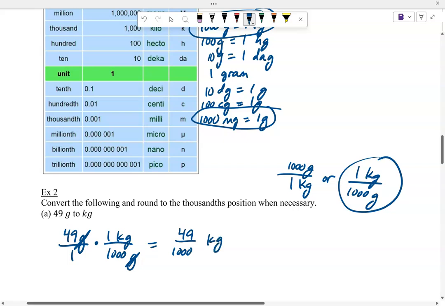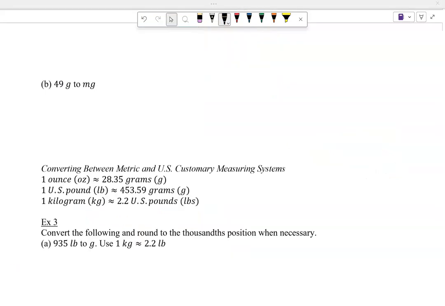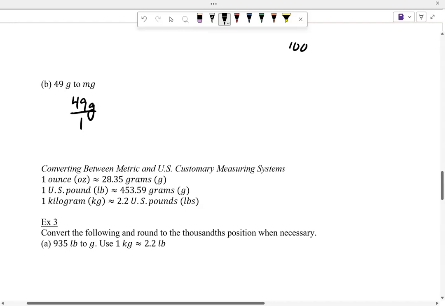1 kilograms, so 49 divided by 1,000, I get 0.049 kilograms. All right, now we're going to go grams to milligrams. So 49 grams is what we're at right now. It takes 1,000 milligrams to make up 1 gram. All right, milligrams are smaller, so I'm going to multiply by 1,000 milligrams per gram.